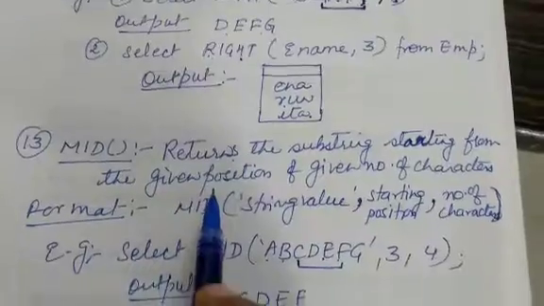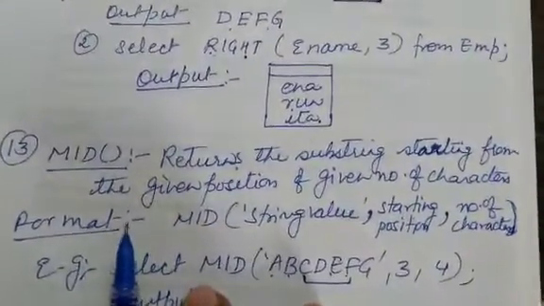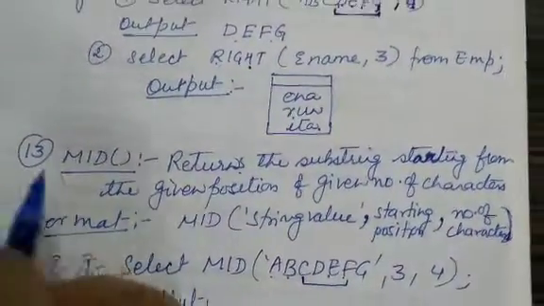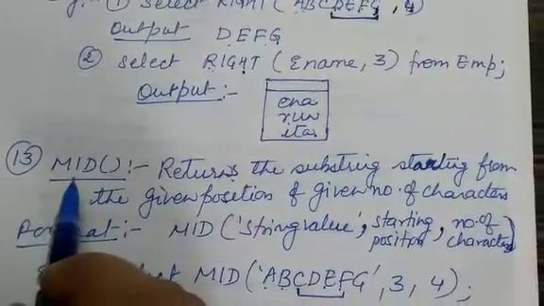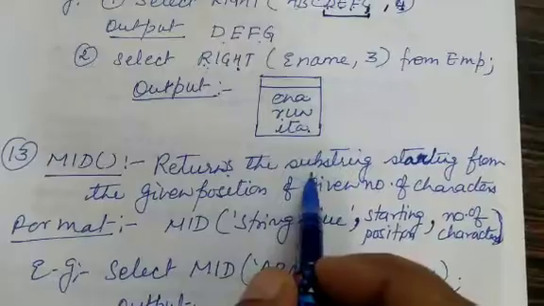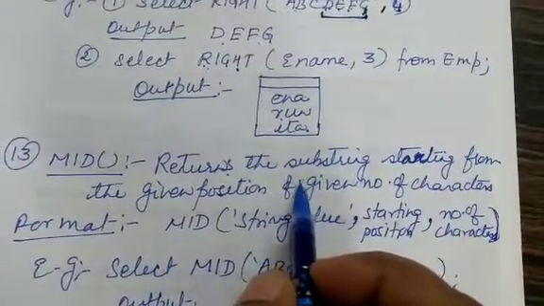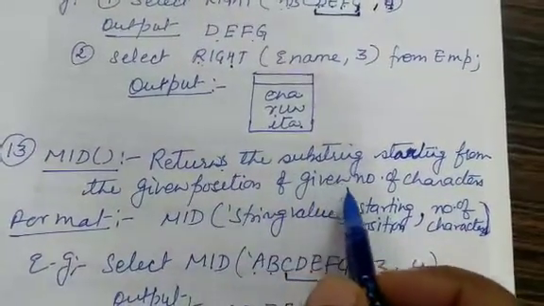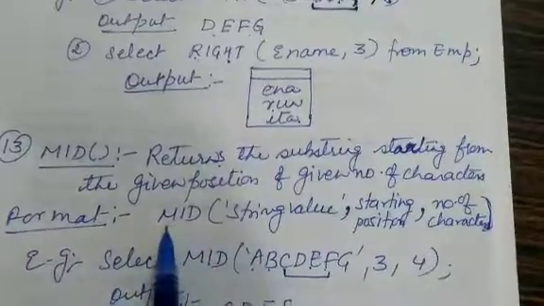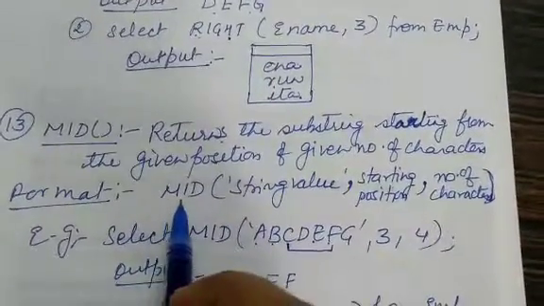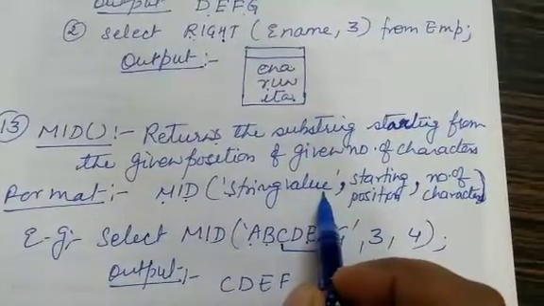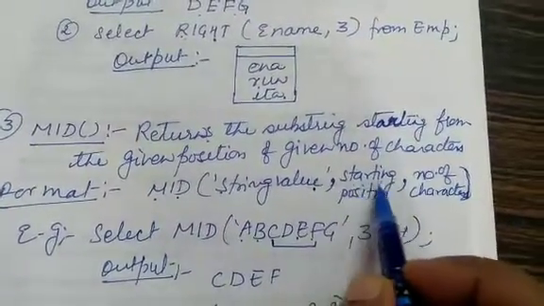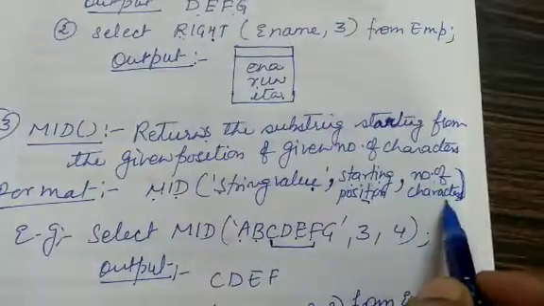The last string function is the MID function, which works like the SUBSTRING function that you have already studied. So MID returns the substring from the given string, from the given position and for the given number of characters. So the format of using the MID function is MID. First you give the string value from which you want to extract the substring, then the starting position and then the number of characters.